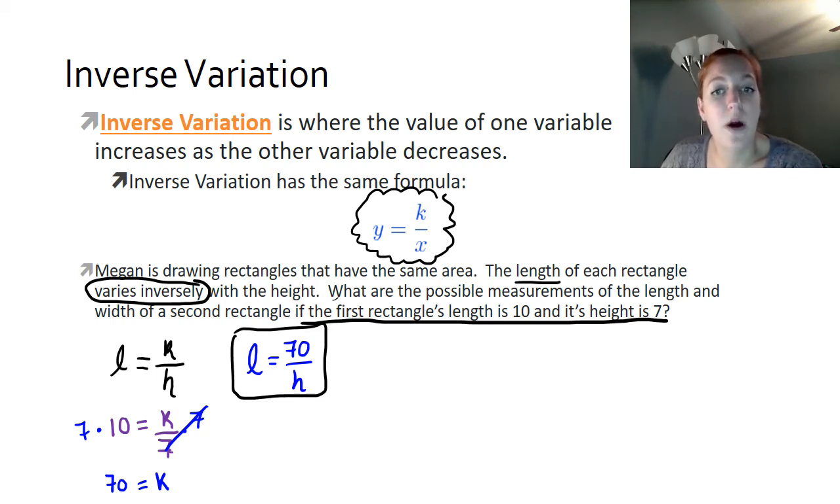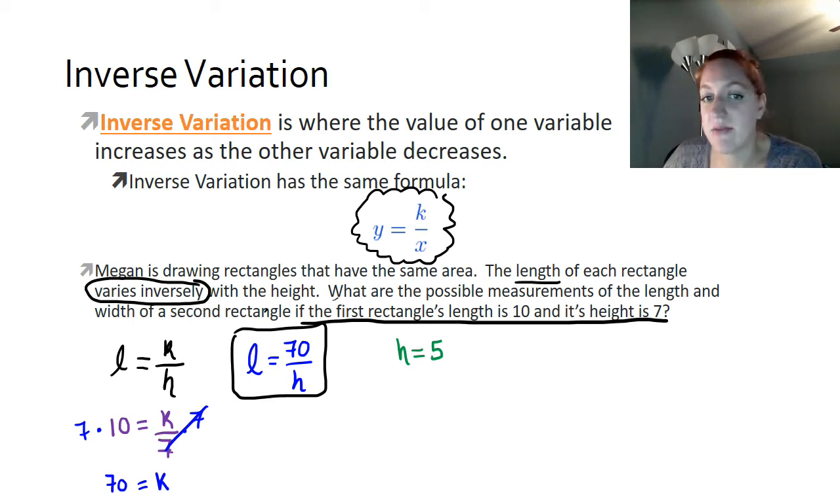Now, it says, what are the possible measurements of the length and width of a second rectangle? So they don't actually give me a specific height or a specific length to come up with a second rectangle. But I can go ahead and plug in some values. You can pick any value you want. Try this problem with a couple different values. For me, let's say I've already done a height of 7. Why don't I do a height of 5? Sure, why not? No big deal.